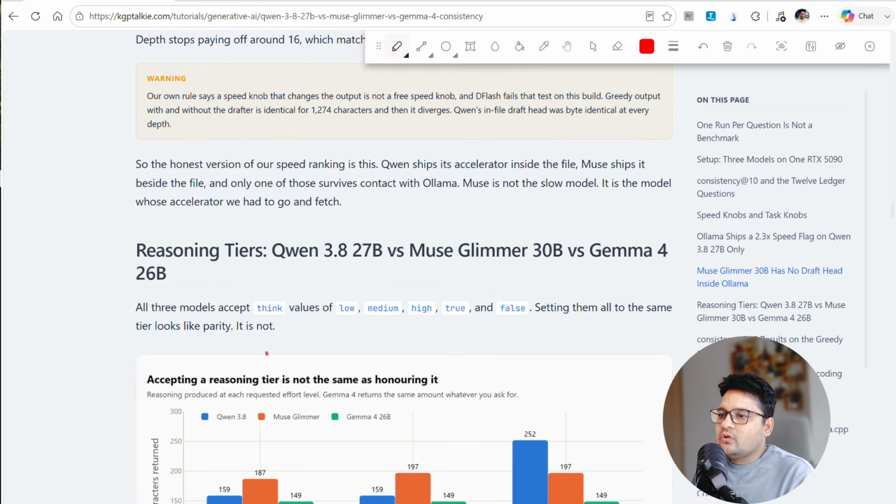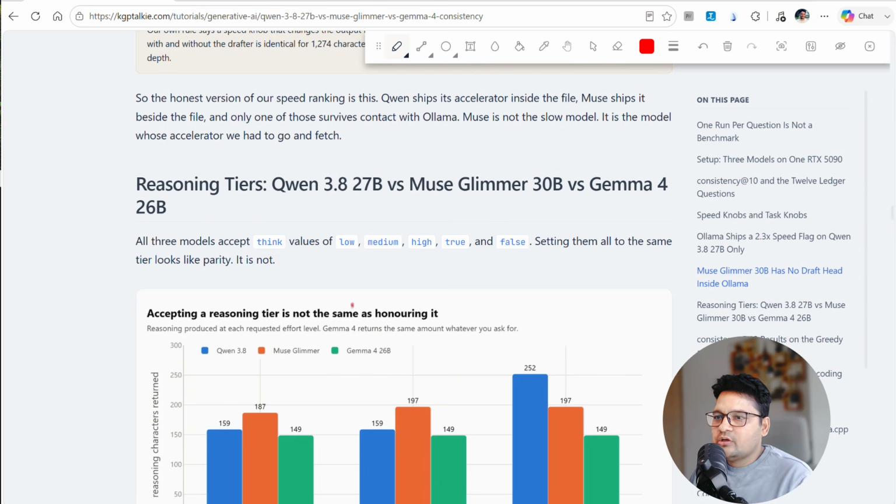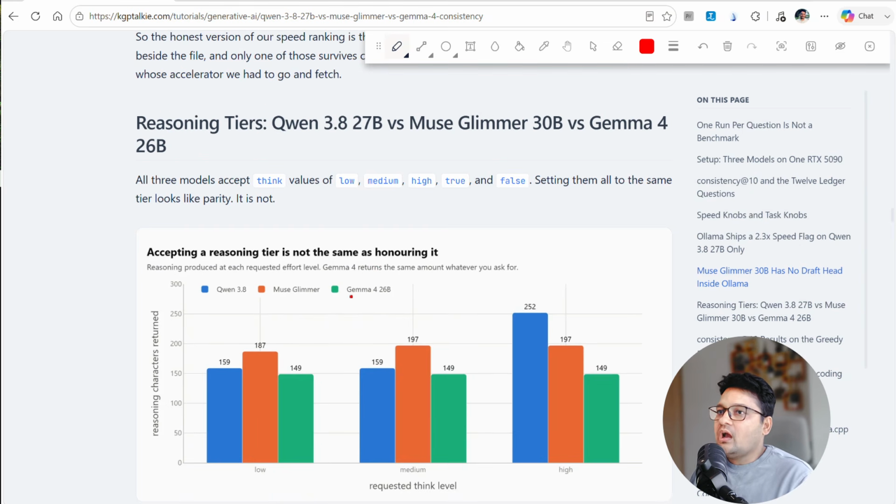Okay, cool. Now I hope it is very clear to you. You have understood how DFlash and MTP increase the overall generation speed, and you have understood the differences between Qwen, Meta's Muse Glimmer and the Gemma 4 model.